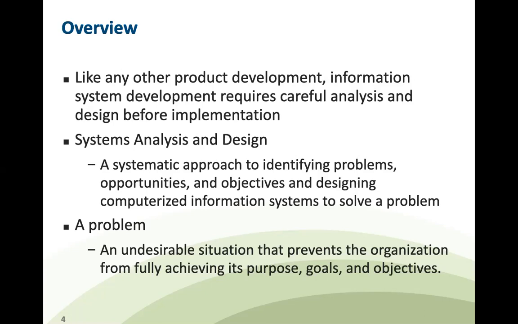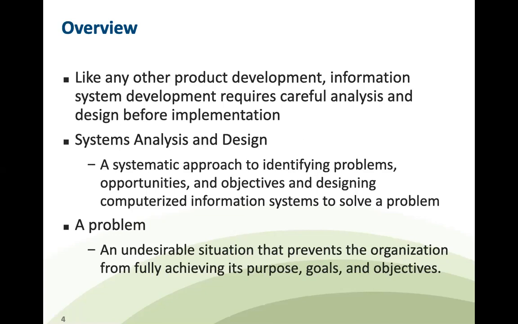So how are we going to do systems analysis and design? What do you mean by systems analysis and design? It is a systematic approach to identifying problems, opportunities, and objectives, and designing computerized information systems to solve a problem. So basically, in a systematic way, first of all you need to identify the problems, the opportunities available in the business, and the objectives of the business, and then you can go to designing the computerized information system to solve those identified problems.